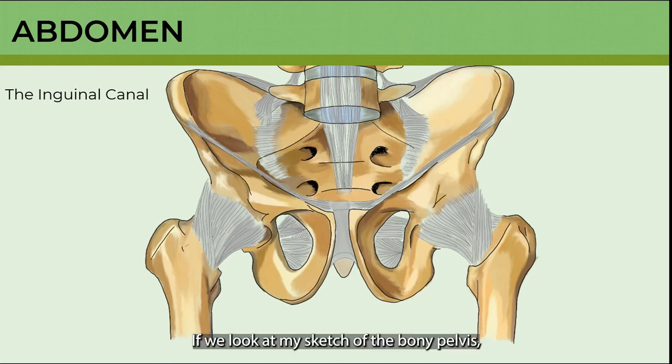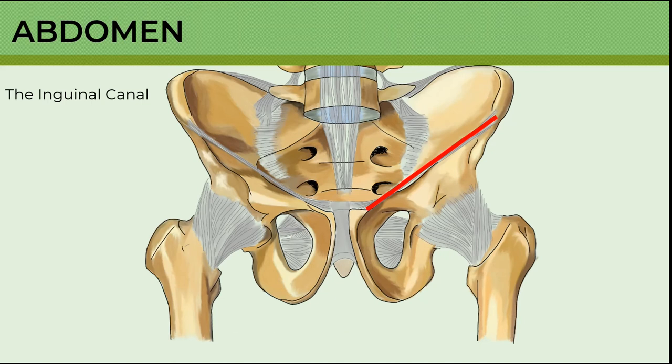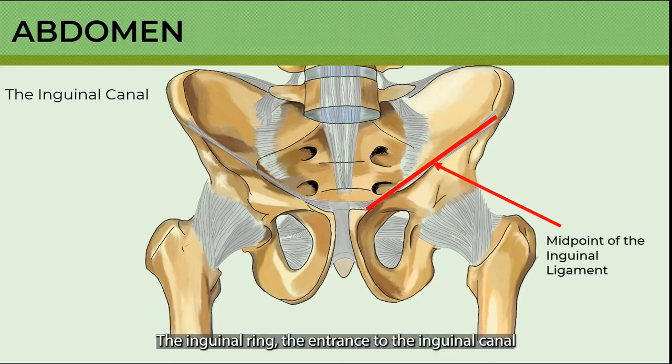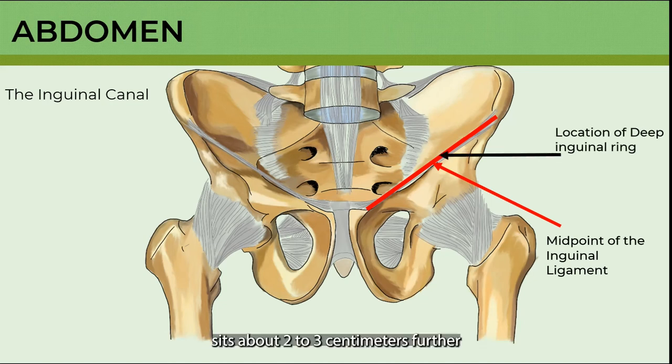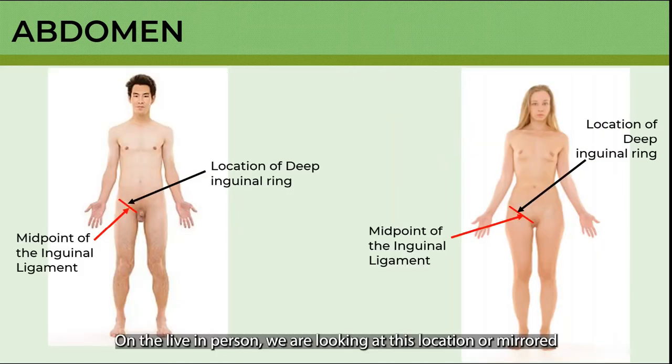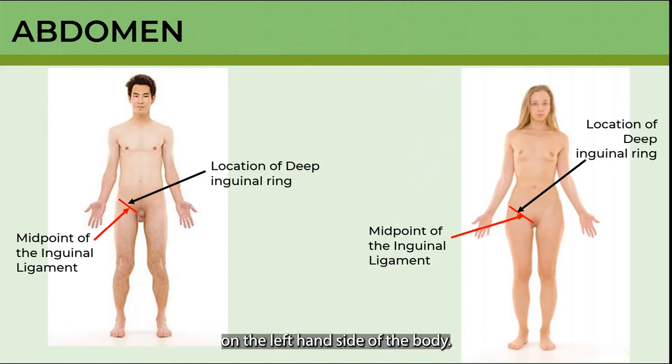Well, where is the deep inguinal ring? If we look at my sketch of the bony pelvis, we have the anterior superior iliac spine and we have the pubic crest. The inguinal ligament attaches to these at 2 points and forms the floor of the inguinal canal. The deep inguinal ring, the entrance to the inguinal canal, sits about 2 to 3 centimetres further along the inguinal canal as indicated here. On the living person, we are looking at this location, or mirrored on the left-hand side of their body.